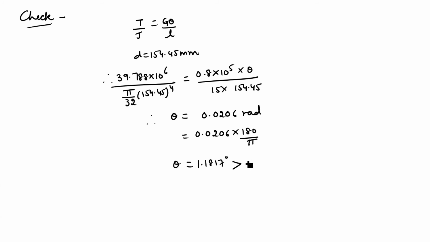This value is more than 1 degree, which is given to me. That is my theta max value, and so this is going to fail, or I can say it is not safe. So I cannot use this diameter. But having said that, I will at least check with the other diameter that I have with me. So the formula is T by J is equal to tau by R. I am now using this formula, and the value of diameter will be 163.29 mm.